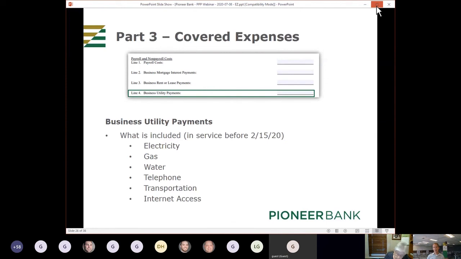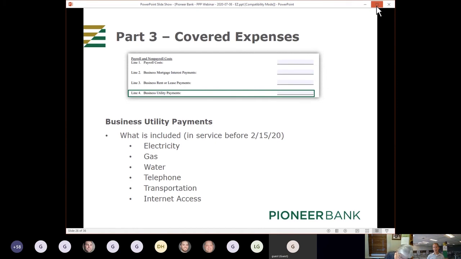All right, the last one is business utility payments. So here, keeping with the same theme, it has to be for services that were in service before February 15th, 2020. So you can't go and add internet that you didn't have before because it's going to jack up your forgiveness thing. It does have to be stuff that you had in place prior to February 15th.